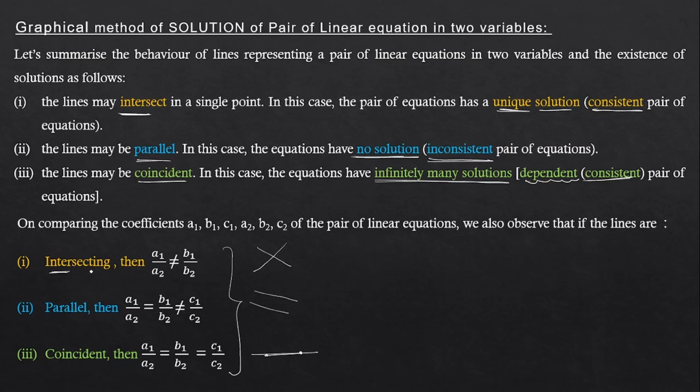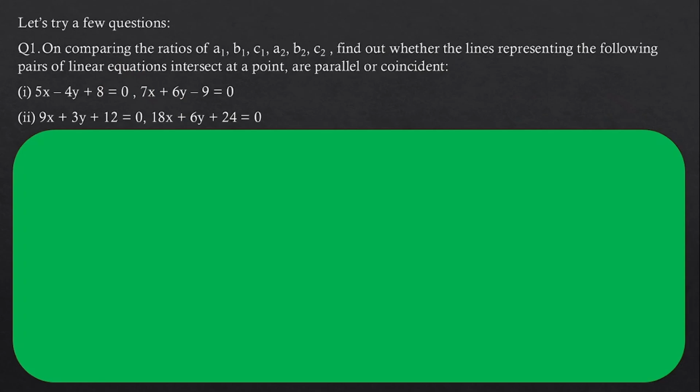Again, if the lines are intersecting, the condition would be a1 by a2 not equal to b1 by b2. If the lines are parallel, then a1 by a2 equals b1 by b2 and is not equal to c1 by c2. And if the lines are coincident, then all three of them are equal. I hope this much is very clearly understood. Now, based on this understanding, let us try a few questions.